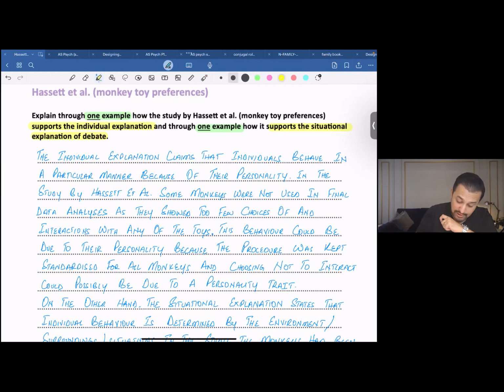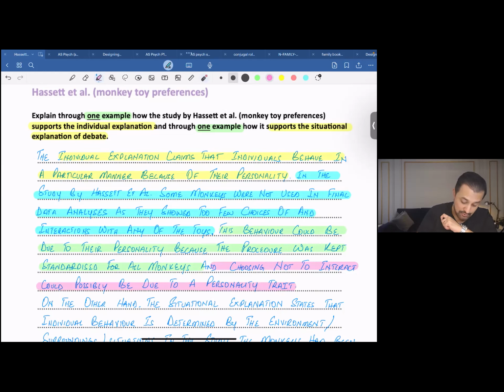To begin with, the individual explanation claims that individuals behave in a particular manner because of their personality. In the study by Hassett et al., some monkeys were not used in the final data analysis as they showed too few choices of and interactions with any of the toys. This behavior could be due to their personality because the procedure was kept standardized for all monkeys. And choosing not to interact could possibly be due to a personality trait.